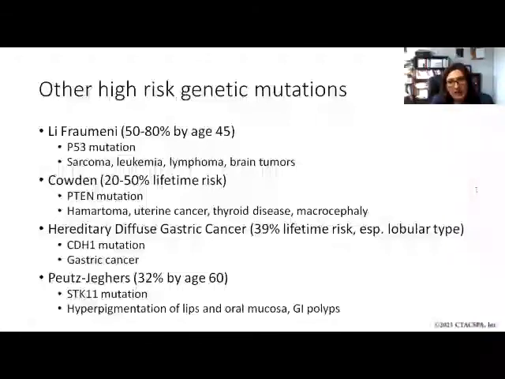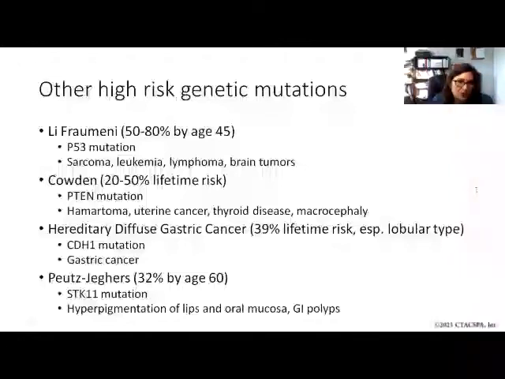And then the hereditary diffuse gastric cancer is also associated with a high risk of breast cancer, especially the lobular type, with about 40% lifetime risk. This goes along with the CDH1 mutation, as we all know, is also associated with gastric cancer. So it's important to, if you see a patient in the gastric cancer question on the ABSITE that have diffuse cancer, to be thinking about breast cancer risk.